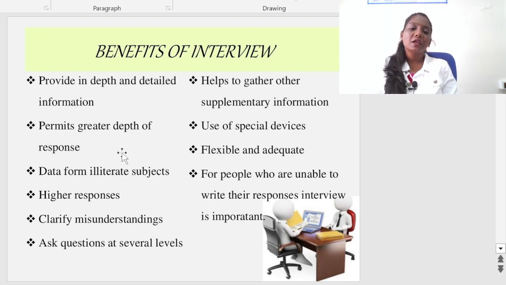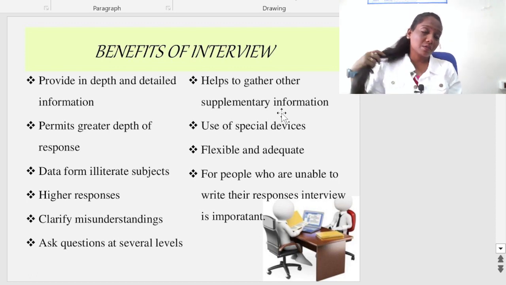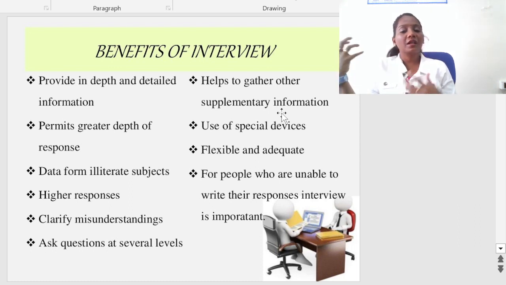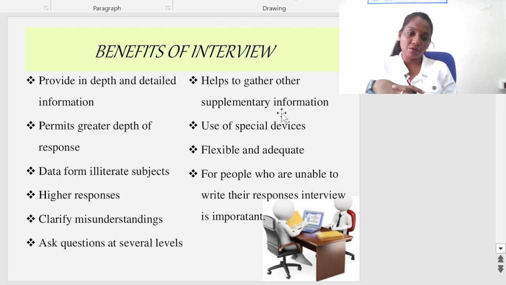So you can collect from illiterate samples also, and a higher response will be there, because if you want to collect 1 point they may give 10 points also. It helps to clarify misunderstandings and ask questions at several levels. At every level we can ask so many questions, and it helps to gather other supplementary information. In a questionnaire method the questions are limited to a certain extent, but in this you can gather even other information which is relevant to the situation.